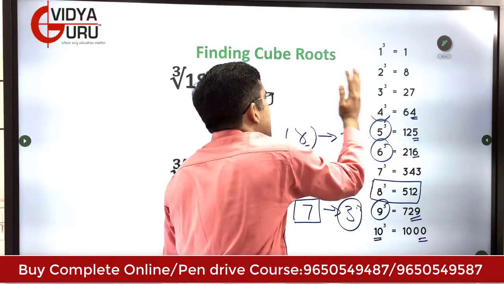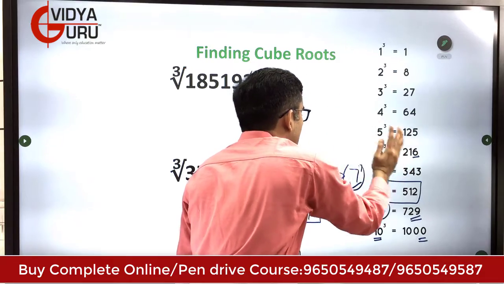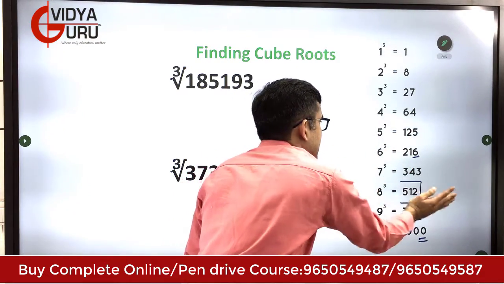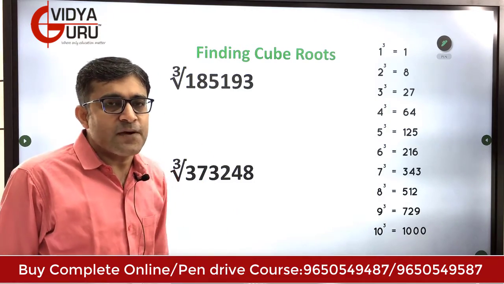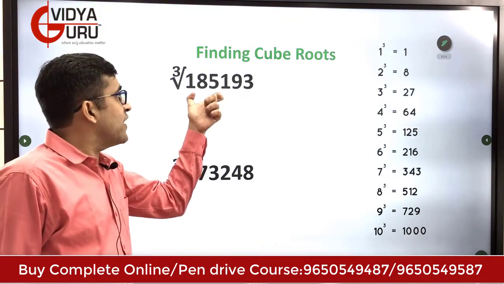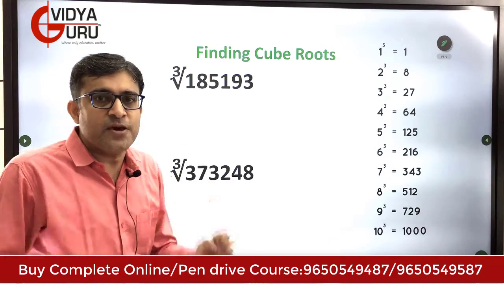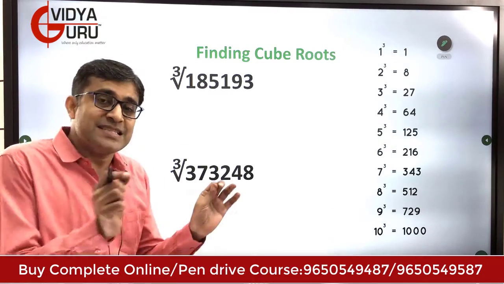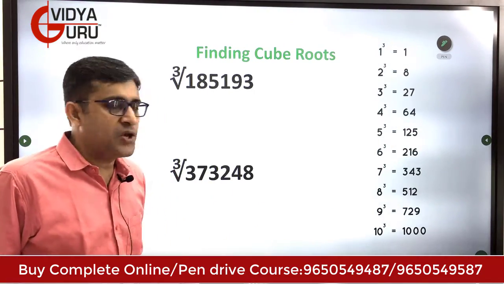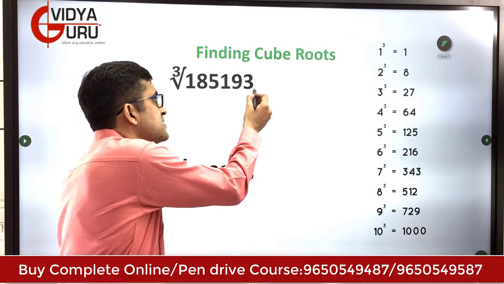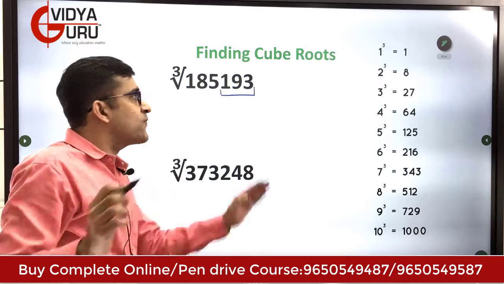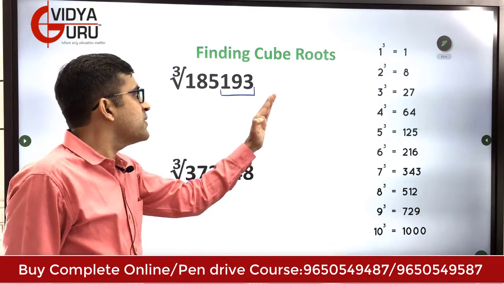So let's take up some examples where we are going to apply this learning. The first number that we are going to look at is 185193. Seems to be a huge number, but let's learn the trick and make it easy. What we are going to do is make groups of 3 digits, selecting 3 digits from the right.